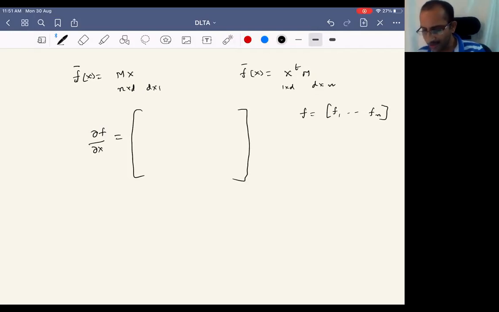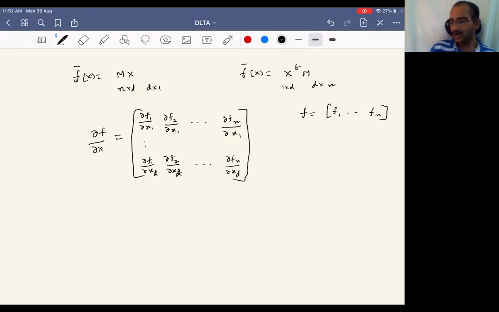Okay, so let us stick to the same definition that we have: dou f by dou x1, and then dou f by dou x. In that case, it will be dou f2 by dou x1 and so on, dou fn by dou x1. Here, dou f1, dou f2 by dou xd. Are you able to follow what I'm trying to do here? Dou fn by dou xd.